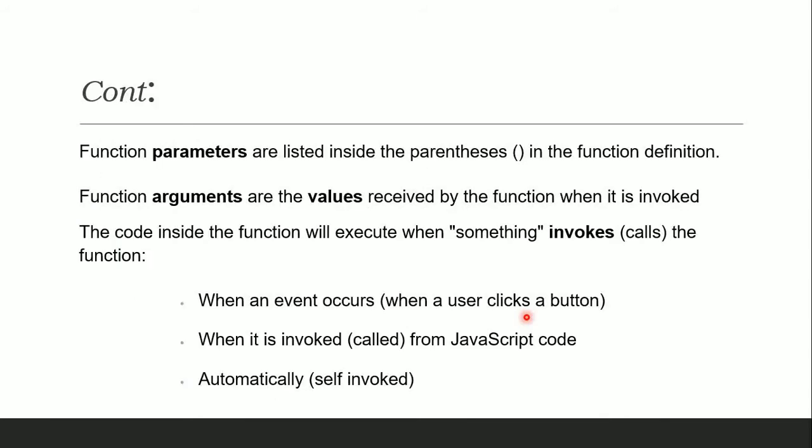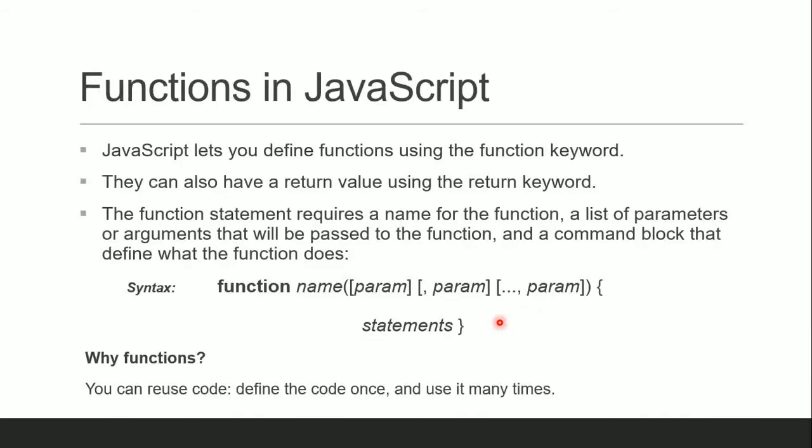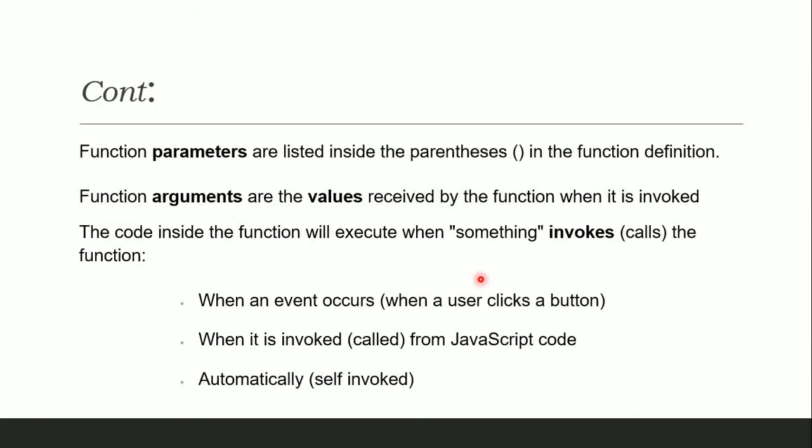Now, these parameters are listed inside the parentheses of the function definition. And we have seen that these here are the function parameters. And the function parameters are values received by the function when it is invoked. And the code inside the function will execute when something invokes the function.